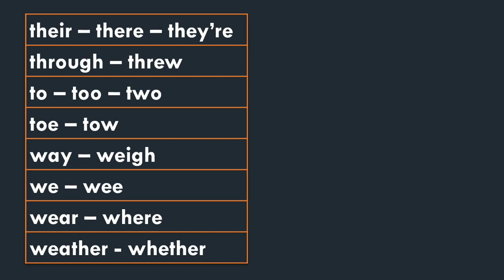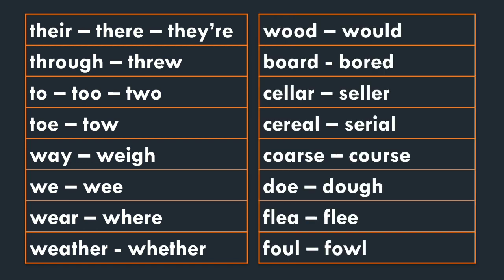We is the pronoun, and wee, especially in Scottish language, means small in size. Wear is to put on clothes or something like that, a verb. Where is a WH question word. Next is weather and whether. Weather is related to atmosphere, and whether is used to ask between two possibilities or choices.